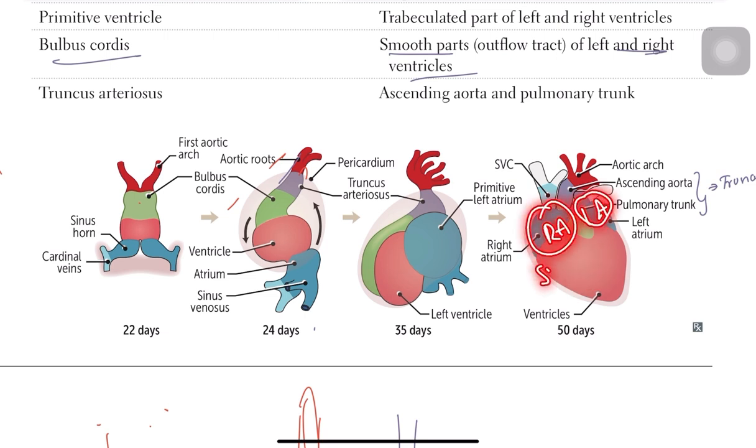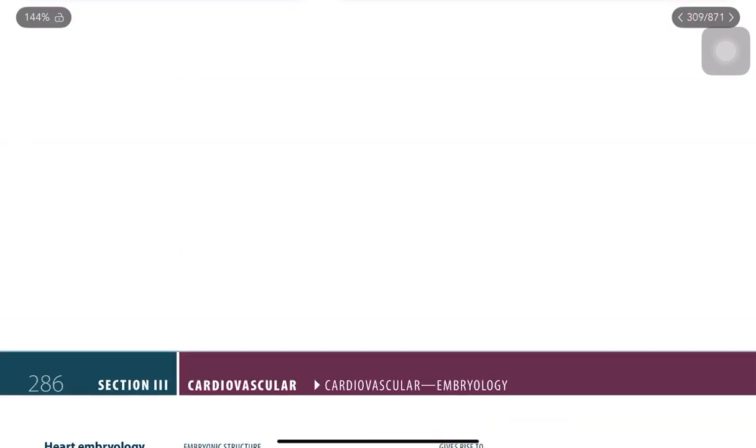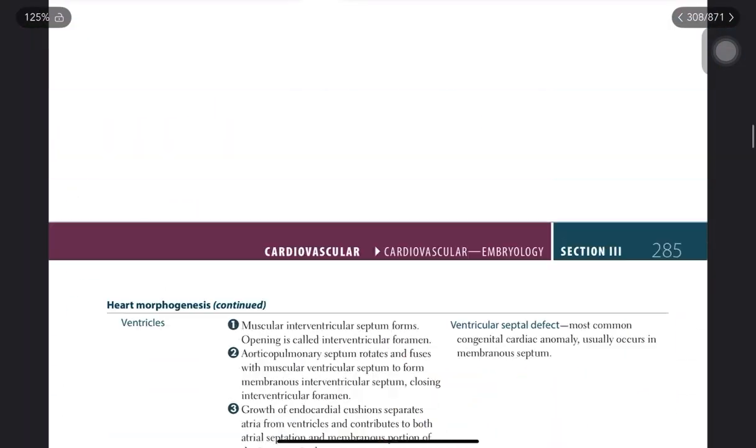The right atrium is forming from the sinus venosus, which is the smooth part, whereas the left atrium is forming from the pulmonary vein. The smooth part is formed from the pulmonary vein, as the trabeculated parts will come from your primitive atria. So that is done. Hope you see this part again so that you can understand easily.